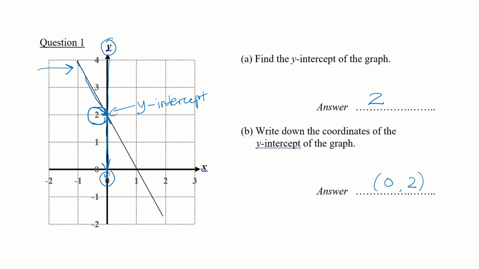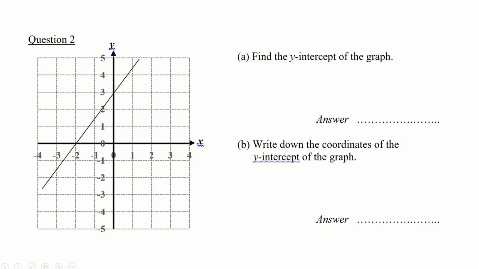Let's look at the next question. How about this? Look at the line and see where it cuts the y-axis. It cuts the y-axis at number 3. So that's your y-intercept. When I ask for the coordinates, you have to write them in brackets. So the y value is 3, the x is 0.